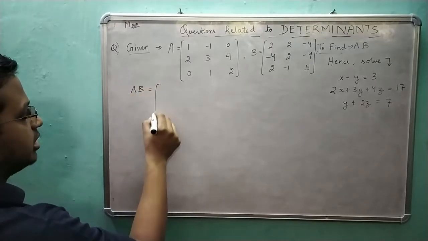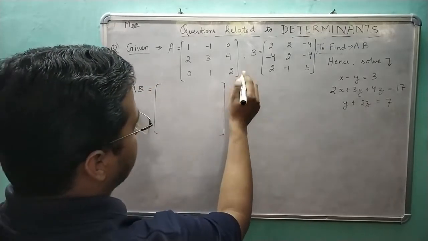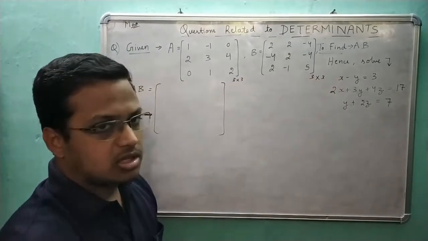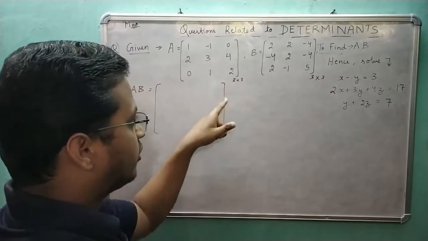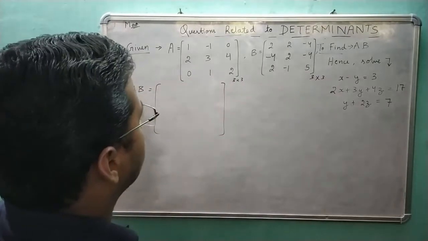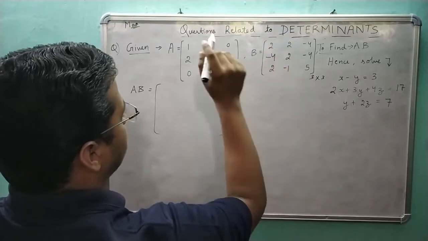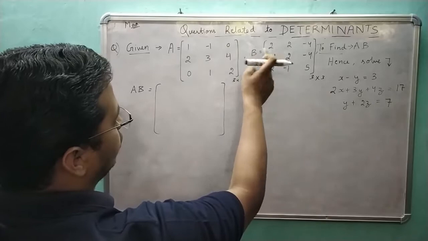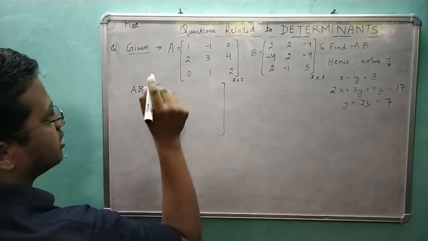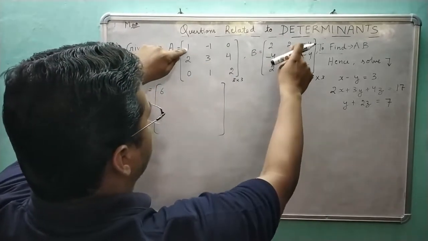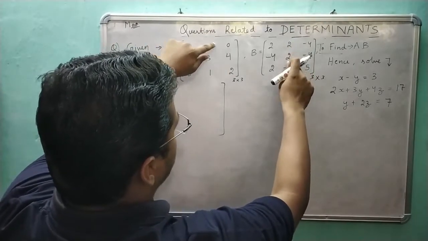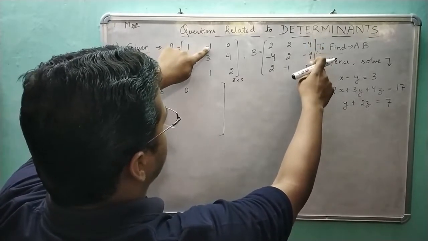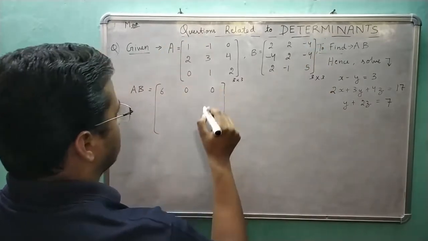So AB will be, now if A is a matrix of order 3 cross 3, B is also a matrix of 3 cross 3, so the product will be a matrix of order 3 cross 3. So let's find first row with first column. So 1 into 2, 2 plus 4 plus 0, so 6. First row with second column, so 2 minus 2 is 0, this is 0. Similarly, minus 4 plus 4 is 0, 0.